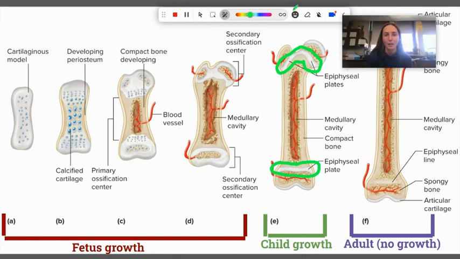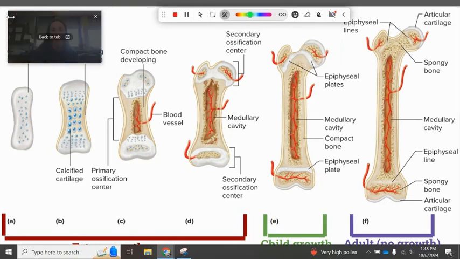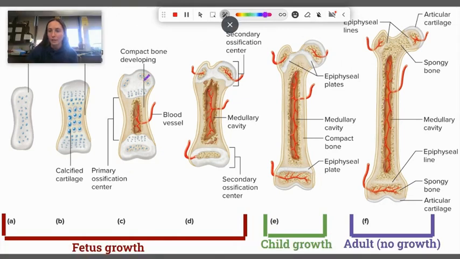And then finally, what we're looking at on the other end, this is an adult, growth is done. You can see there is kind of a faint line of where those growth plates used to be cartilage. And this one's even harder to see up here. But it's no longer cartilage. So once it's replaced by bone, we're done growing there. But you can still see where those growth plates used to be.